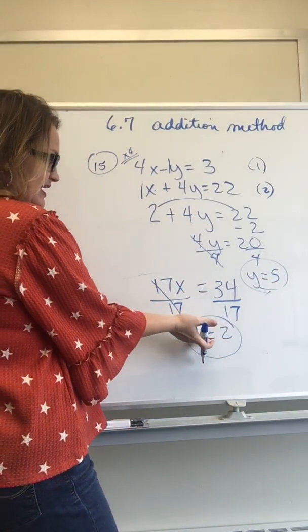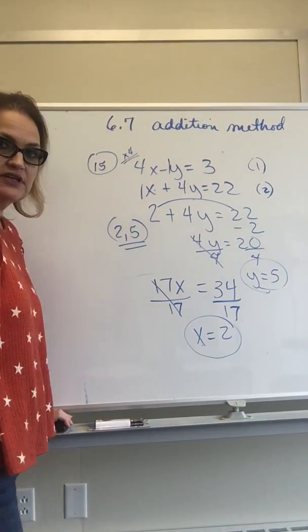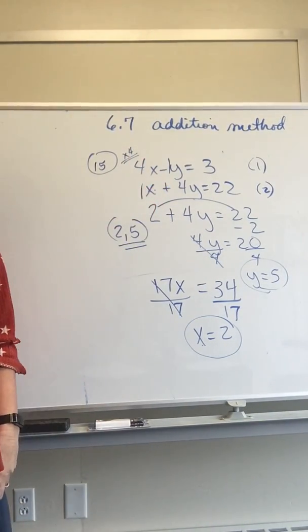So our solution is x is 2, y is 5. Write that as the point (2, 5). That should be what works for both of those.